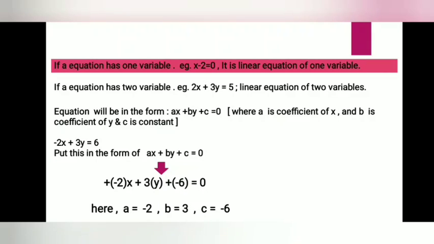Now see the example. There is an equation minus 2x plus 3y equal to 6. Can you put this in the form of ax plus by plus c equal to 0? Yes, you can. Just slightly change it. We can write it as plus into minus 2x plus 3 into y plus into minus 6 equal to 0. Here a equal to minus 2, b is equal to 3 and c equal to minus 6.